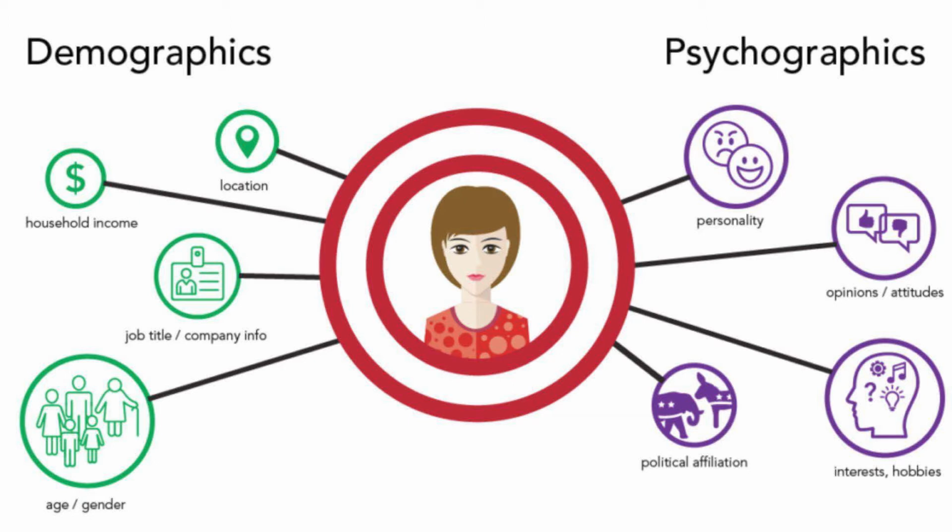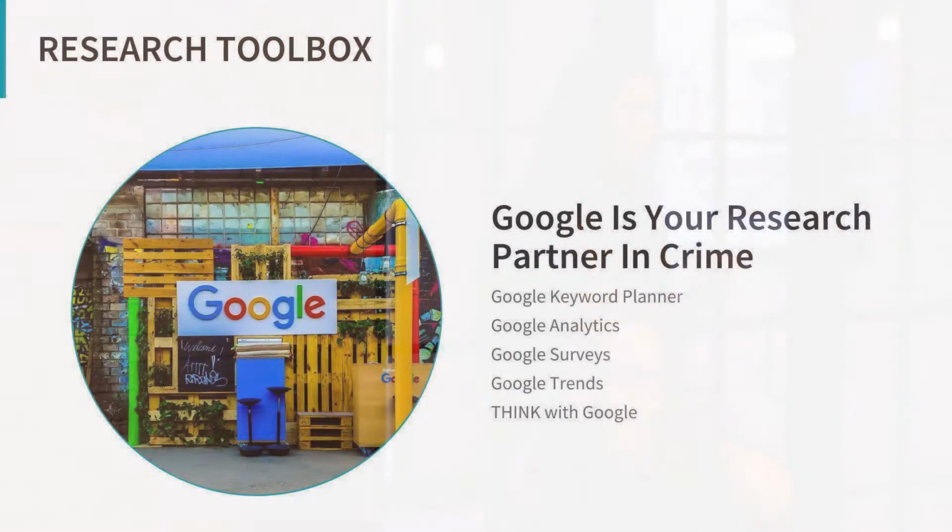So we're looking for things like their personality characteristics, their opinions, their attitudes, their political affiliation, their interests, and their hobbies. So getting to that level of understanding takes some serious legwork, and you have to take time to do the research. And I mean some serious research. Fortunately, we have so many wonderful tools out there in the great Internet of Things to help us do that. And here are a few examples of the tools that I like to use when I'm doing some customer research.